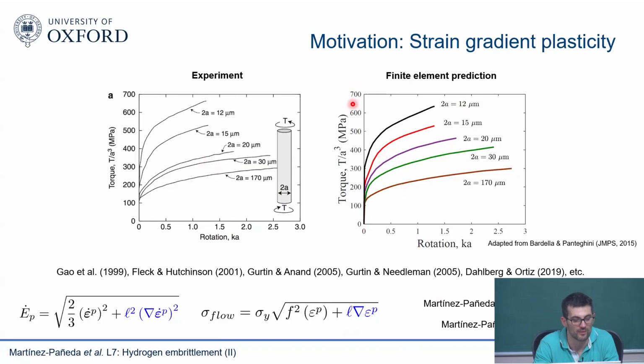Again, if you do it with conventional plasticity, you will always get the same result. But if you do it with strain gradient plasticity, you see that you get exactly what you see in the experiments. So a very good agreement with experiments. So then what is the meaning of this length scale?